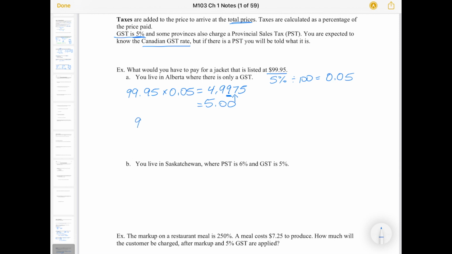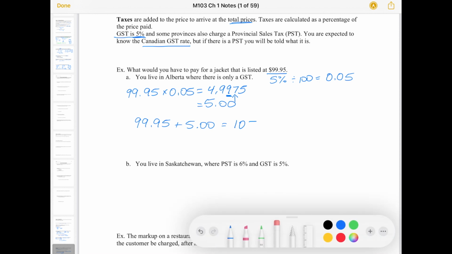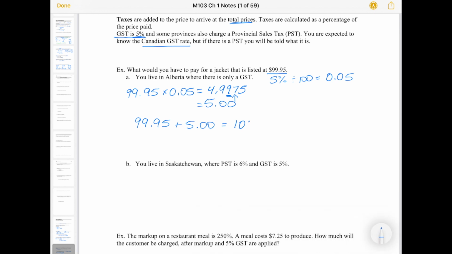Right, so I would need to pay $99.95 plus $5, which is going to equal $105. Sorry, not 105. $104.95.